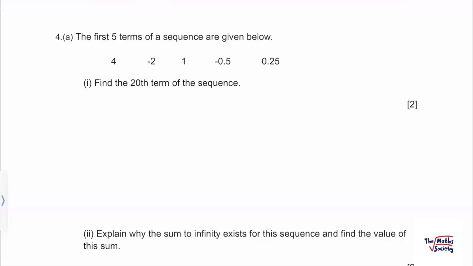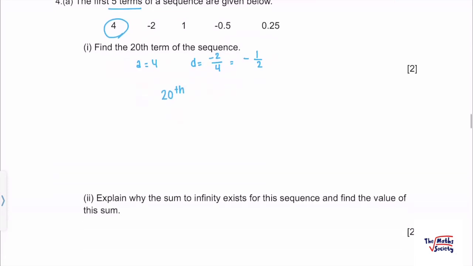Okay, so now we'll go on to number 4. So the first terms of the sequence are given. This is a equals 4, r is equal to minus 2 by 4, so that's equal to minus half. And then because we want the 20th term, we know that this is geometric, so the 20th term is ar to the power 19. So 4 times minus half, whole power 19. Multiply them, you get minus 1 by 131072. That's your 20th term.